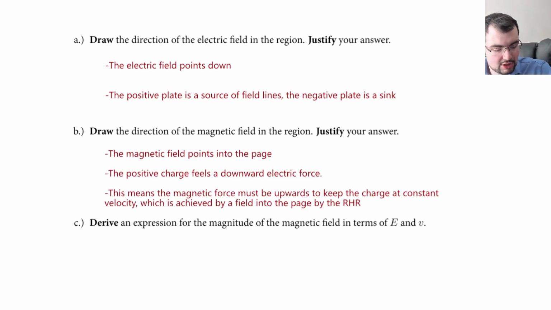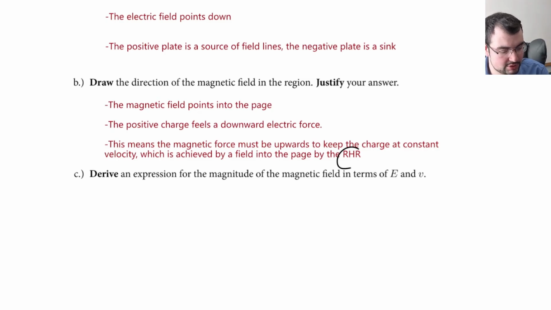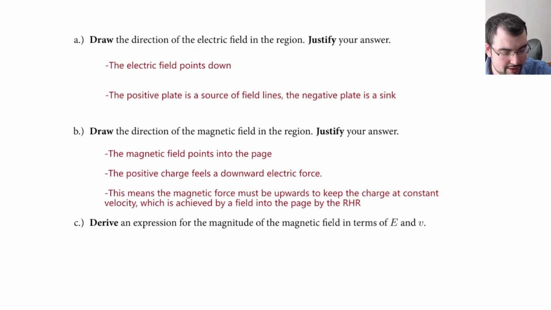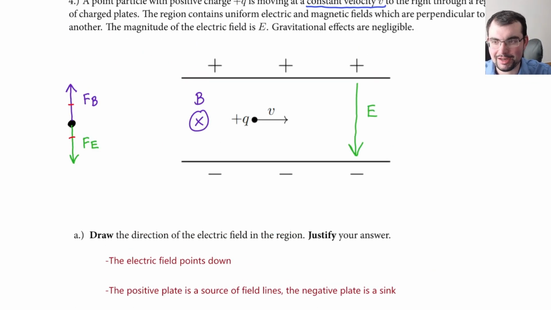Positive charge feels a downward electric force, so magnetic force must be up to cancel. And by right-hand rule, you don't have to say, I point my thumb to the right. We understand what the right-hand rule is. We don't need you to explain the right-hand rule. You can just say you used it to figure out that if FB was up, B had to be into the page.